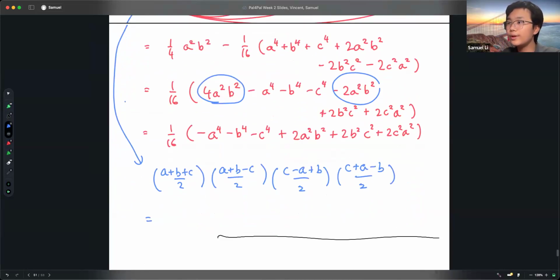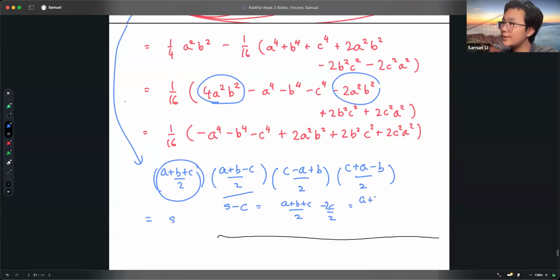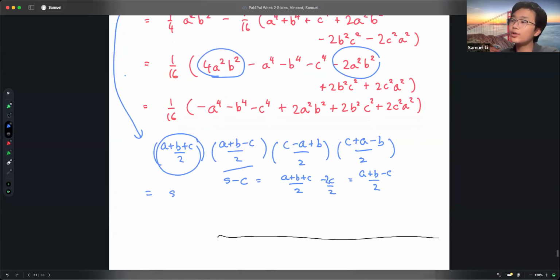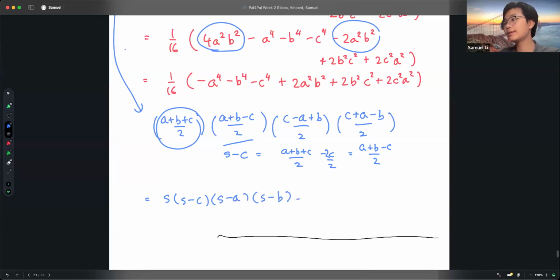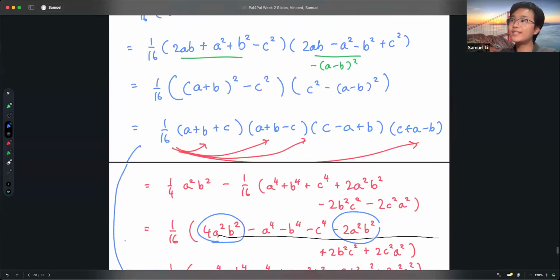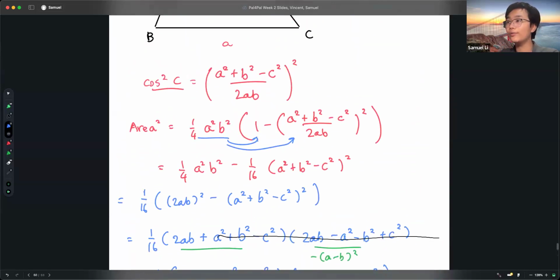So this right here is s. That right here is equal to s minus c. Why? Because s minus c is a plus b plus c over 2 minus c. And if you write c as 2c over 2, this is a plus b minus c over 2. So this right here becomes s times s minus c. And doing something similar, that is s minus a. That is s minus b. So if you were to compare it, because this is area squared, to find area alone, we would just take a square root.